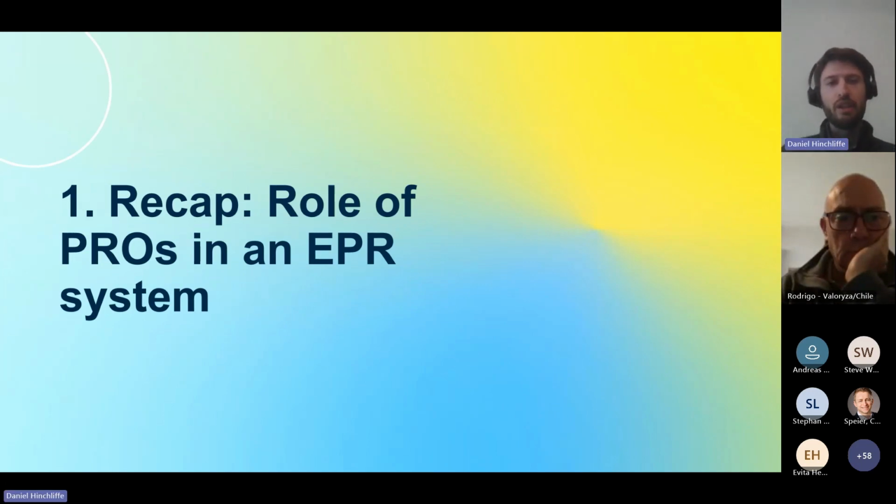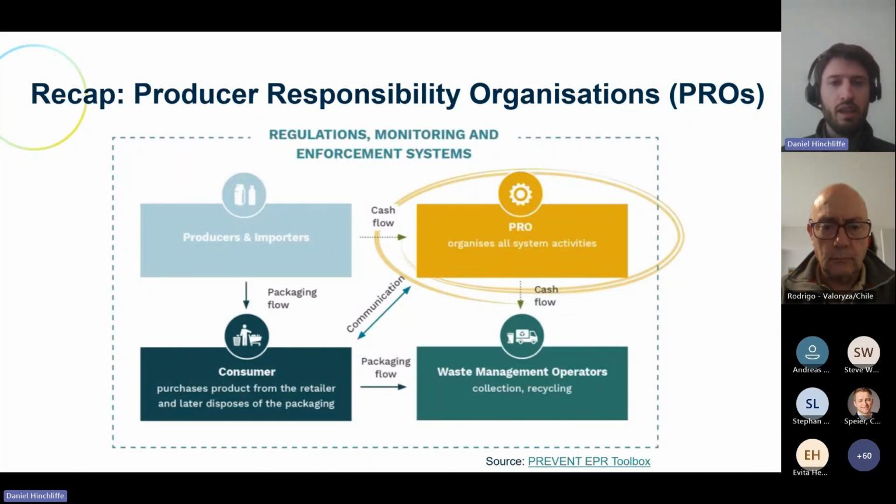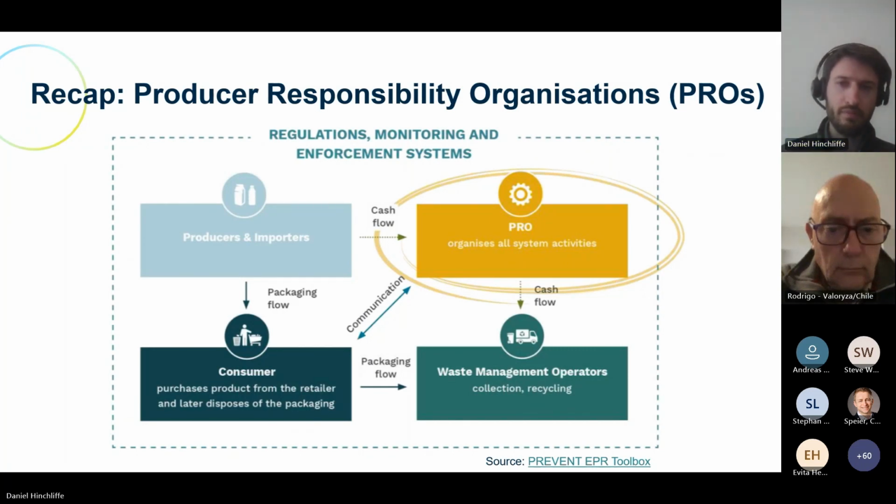So firstly, just a quick recap, the role of PROs in an EPR system. Extended producer responsibility essentially means that we apply the polluter pays principle, in which producers and importers are responsible for collection and recycling of the packaging that they bring on the market. So in an EPR system, we see here on the left-hand side, producers and importers bring packaging onto the market. This then ends up with the consumer after they buy products. And when they dispose of it, it goes to waste management operators and disposal, collection, recycling.